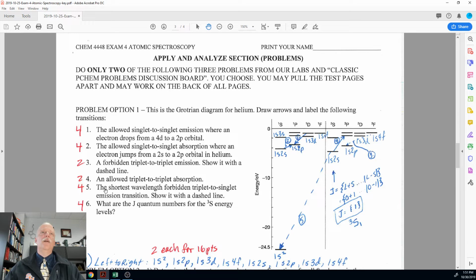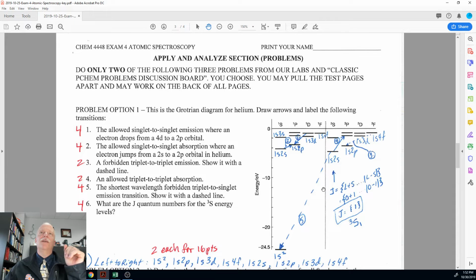And then finally, the shortest wavelength forbidden triplet to singlet emission transition. So there's lots of things going on. There's triplet to singlet, so I've got to cross this barrier in between triplet and singlet. That's forbidden. Okay. So I'm going to draw it with a dashed line. It's also asking for the shortest wavelength. Now, this is the typical one that's shown. We're going from the 1s2s down to the 1s squared orbital.